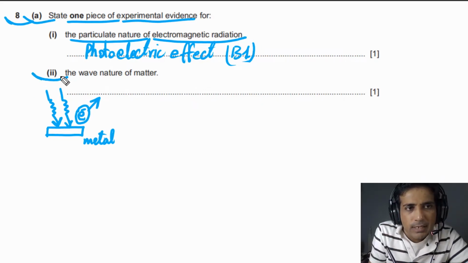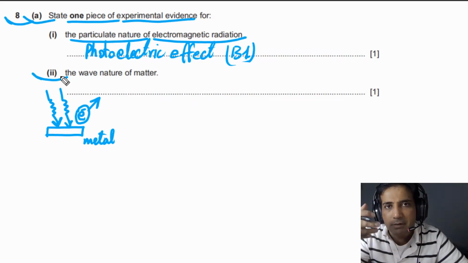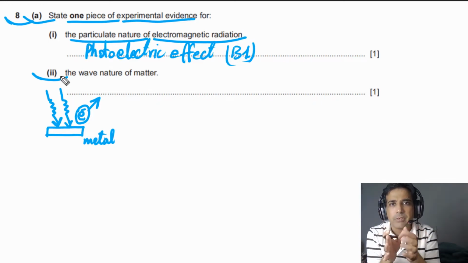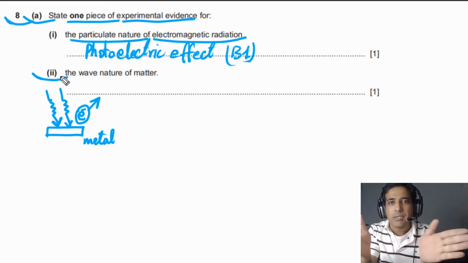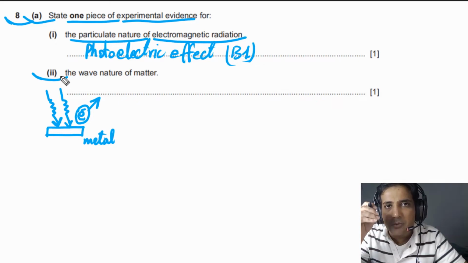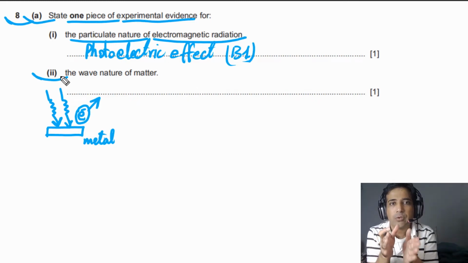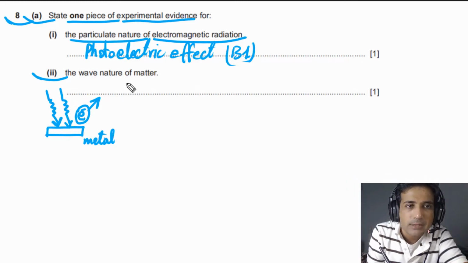For the second part, we also need to state one piece of experimental evidence for the wave nature of matter. The experimental evidence for the wave nature of matter is electron diffraction. Electron diffraction simply means that when we pass fast moving electrons through a graphite crystal, they spread out, and this spreading out of electrons can only be explained if electrons behave as waves. So this shows us the wave nature of electrons. So for the experimental evidence, you can simply write down electron diffraction.